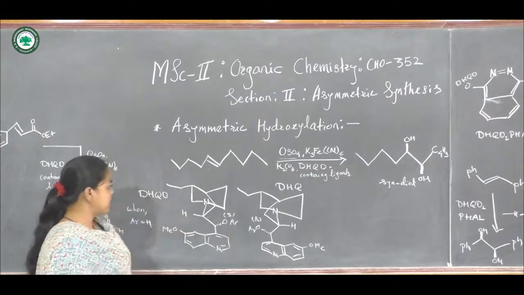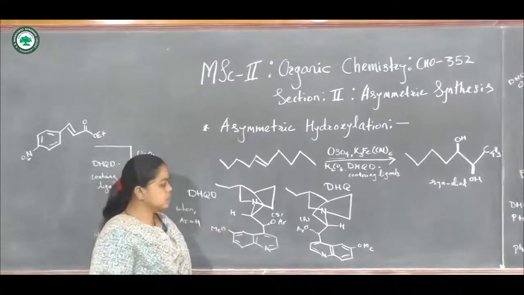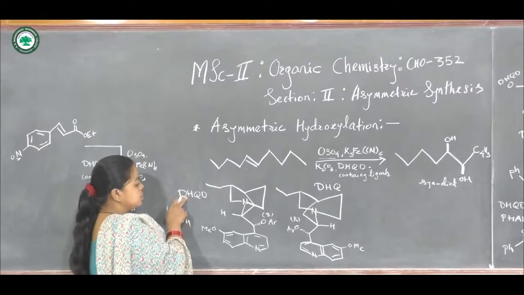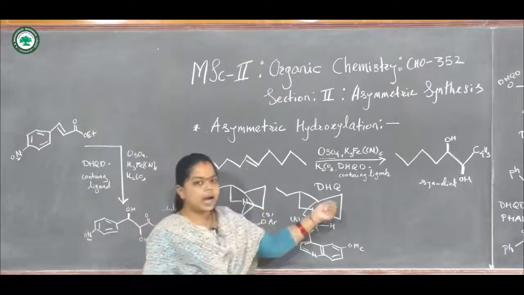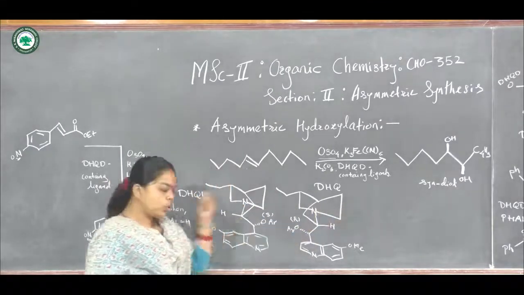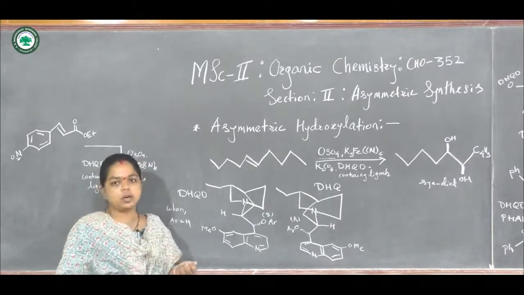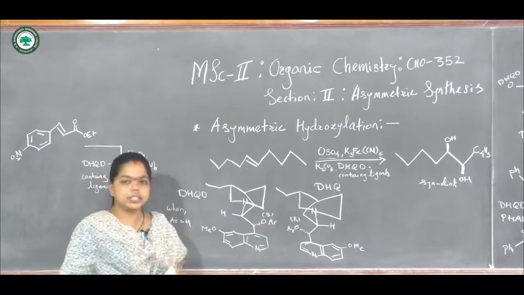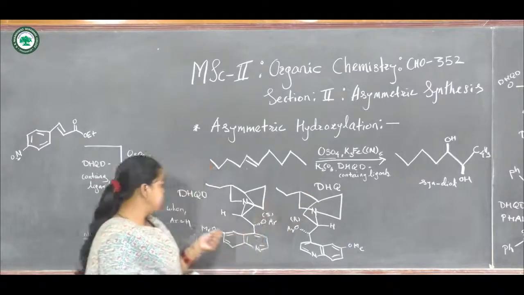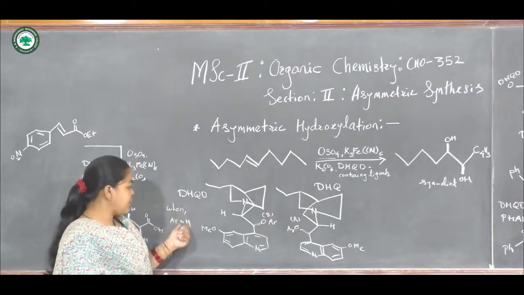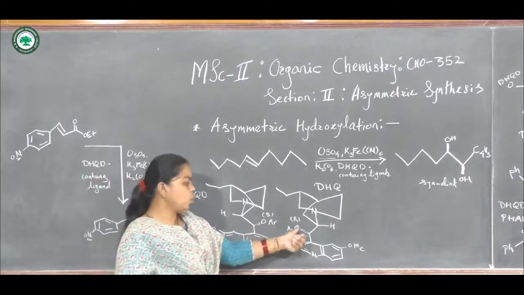Now the second example is DHQD. In both examples, DHQ and DHQD, this is the dihydroquinidine molecule and this is the dihydroquinine molecule. Both these molecules have a similar structure, the only difference being that they have the opposite configuration at the chiral center. That means they are enantiomers of each other. In this dihydroquinine and dihydroquinidine, Ar is equal to hydrogen. When Ar is hydrogen, it becomes an OH group.